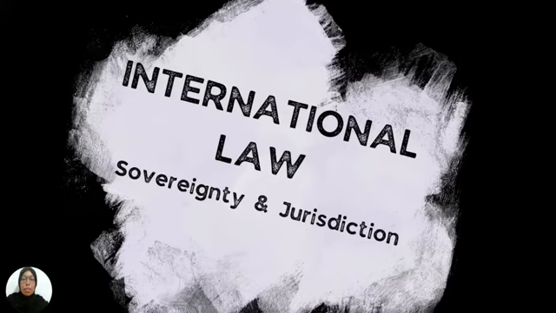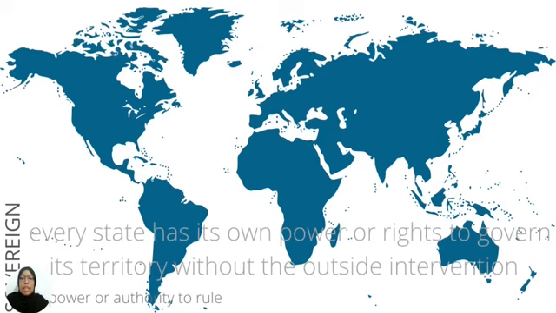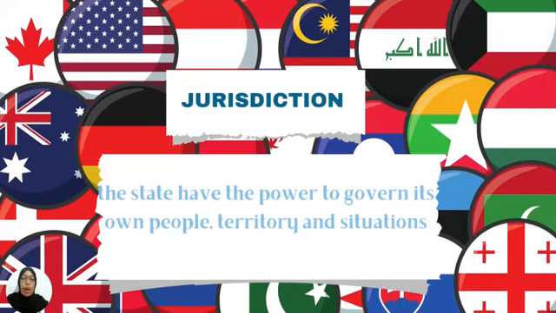Together with my group partner, Grace Naomi, will talk about the topic under international law, which is sovereignty and jurisdiction. So let's have a look at the definition of sovereignty and jurisdiction itself before we go further. Sovereign, in simple words, is the power or authority to rule. But to make it clearer, sovereign is where every state has its own power or rights to govern its territory without outside intervention. Jurisdiction is where the state has the power to govern its own people, territory, and situation.